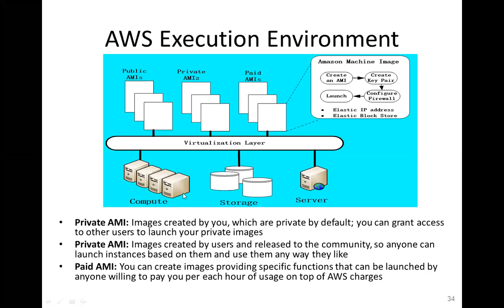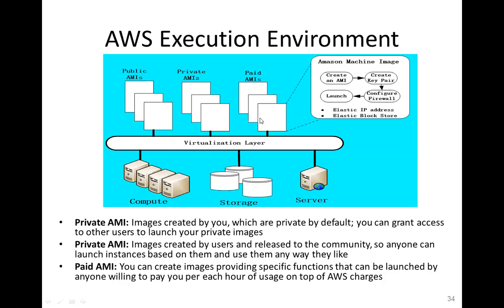We know that in the infrastructure of Amazon, there are millions and trillions of compute devices, millions and trillions of storage devices and servers. This physical infrastructure is being utilized to convert into a virtual environment using this virtualization layer. Above this layer are virtual machines. This public AMI refers to a virtual machine that is public. This private AMI refers to a virtual machine that is private, and this refers to paid AMIs.